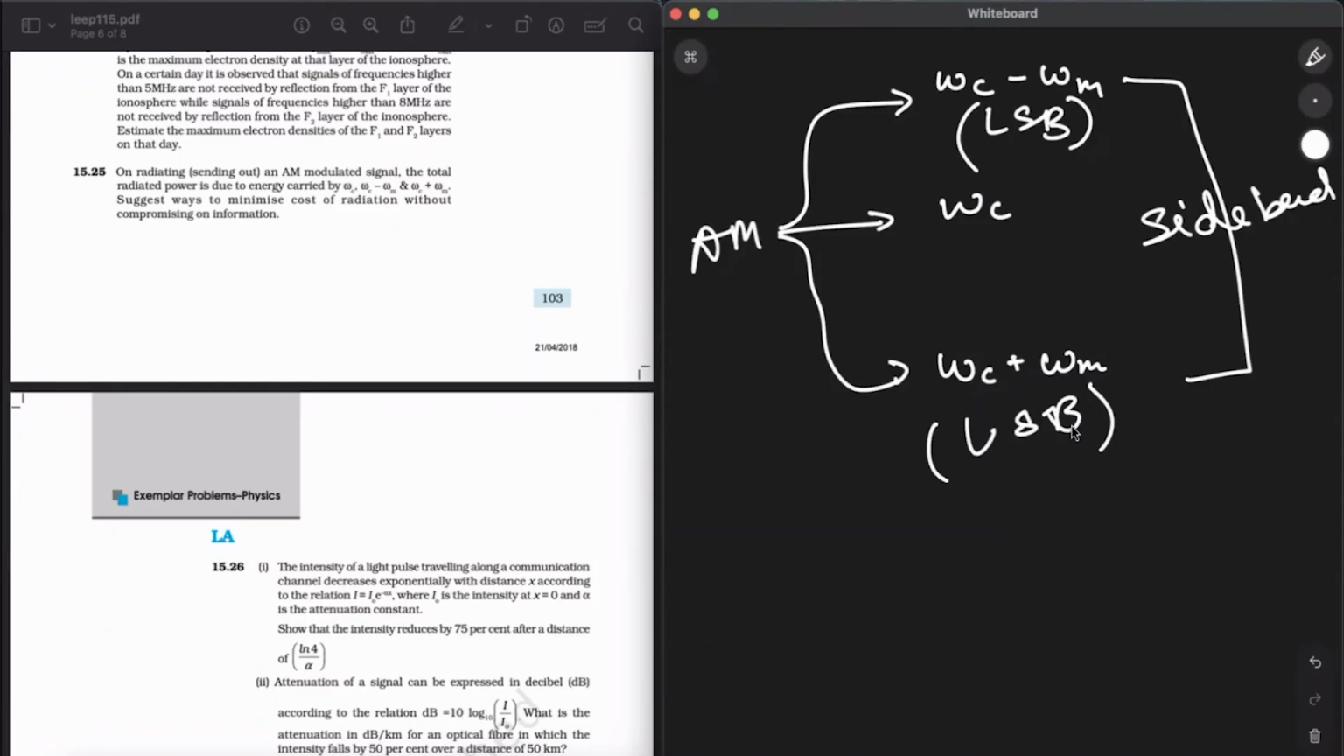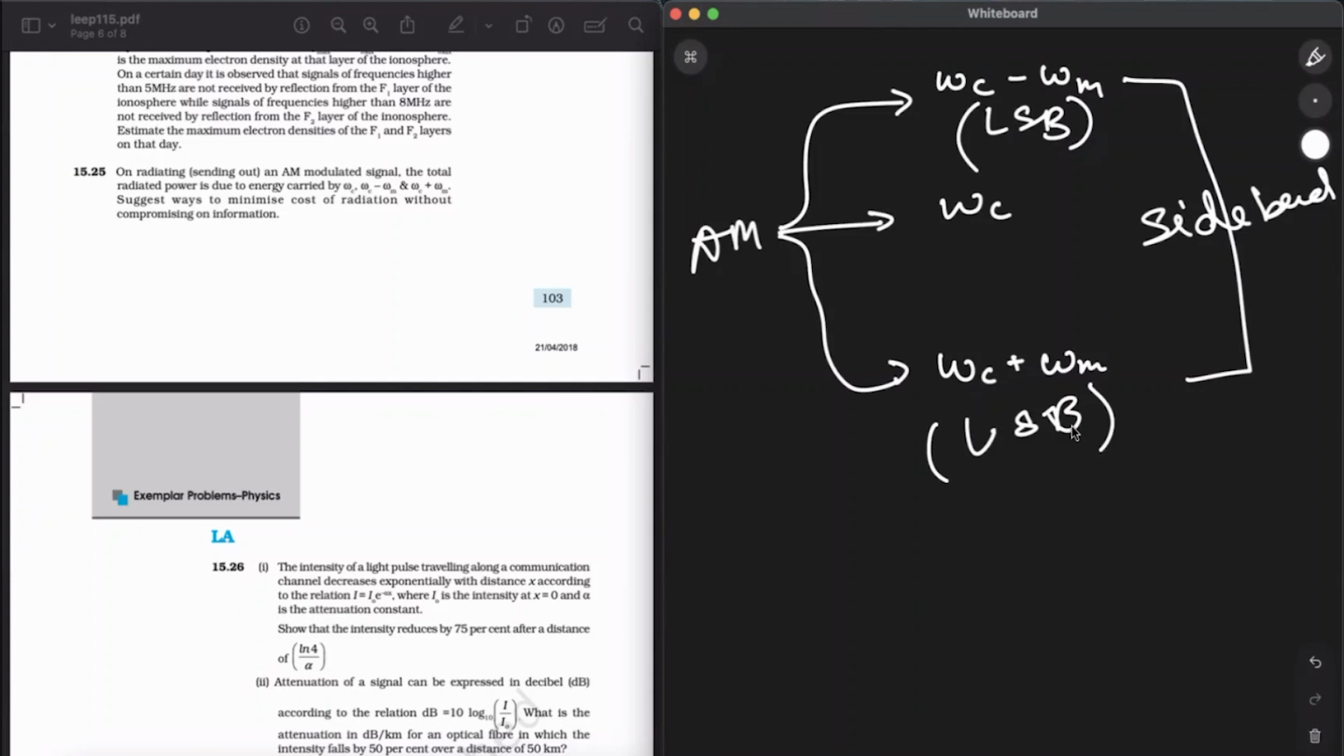Now sideband frequencies are generally close to the carrier frequency. Only sideband frequencies contain info in an amplitude modulated signal. Alright, so in an amplitude modulated signal, only the sidebands, ωc minus ωm and ωc plus ωm, will carry the info.